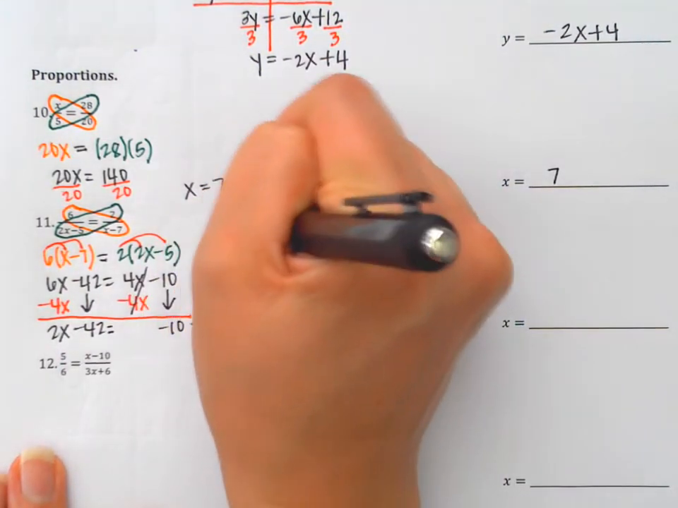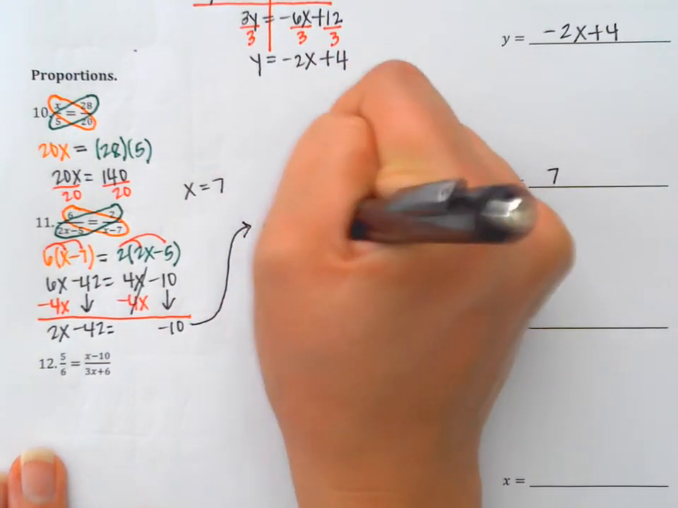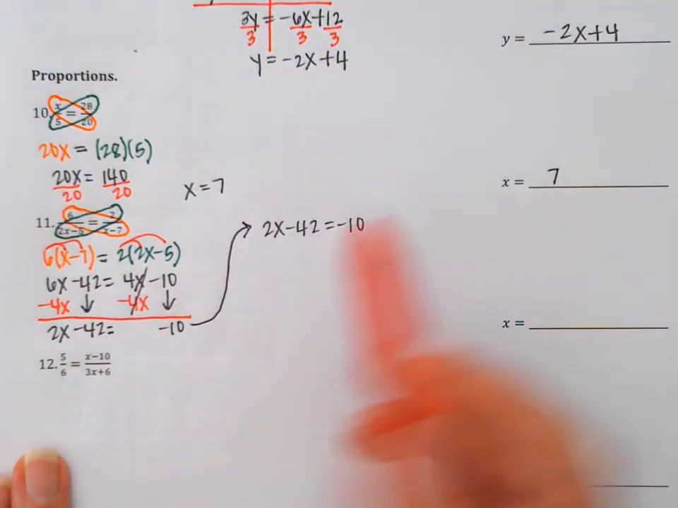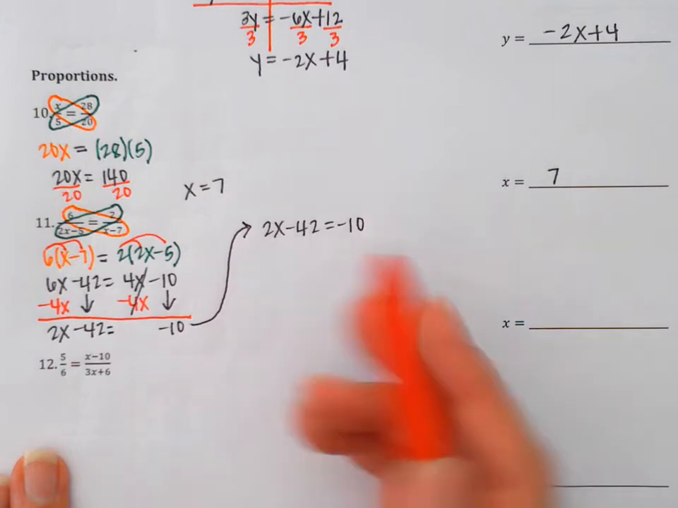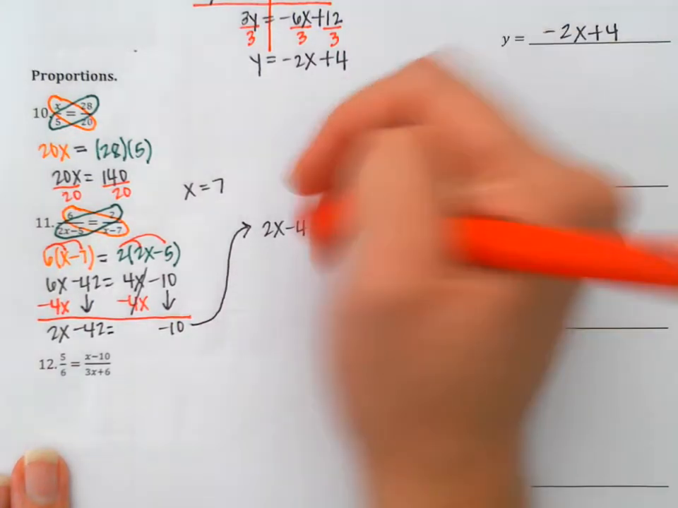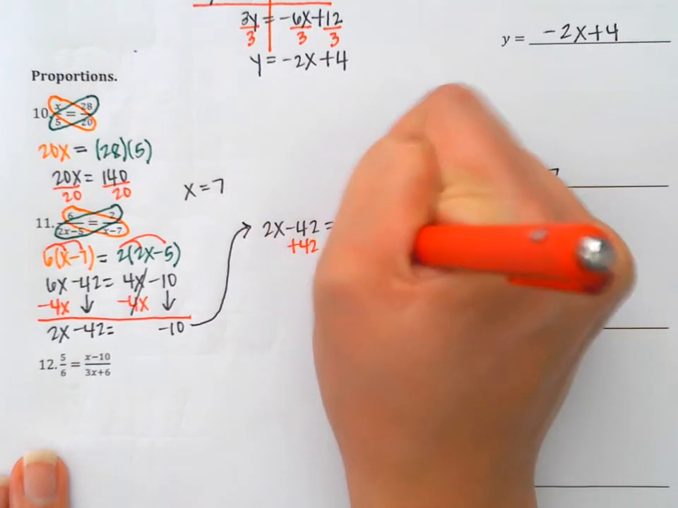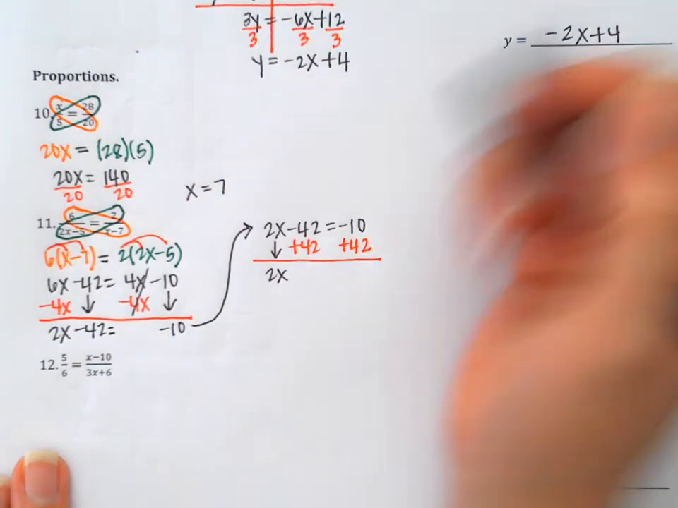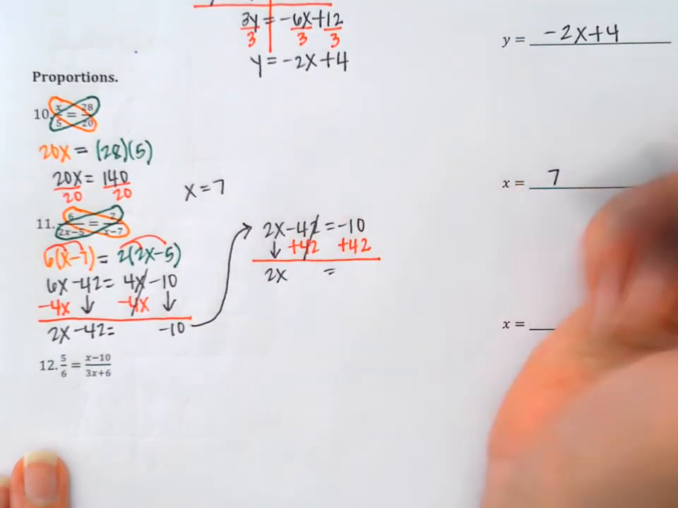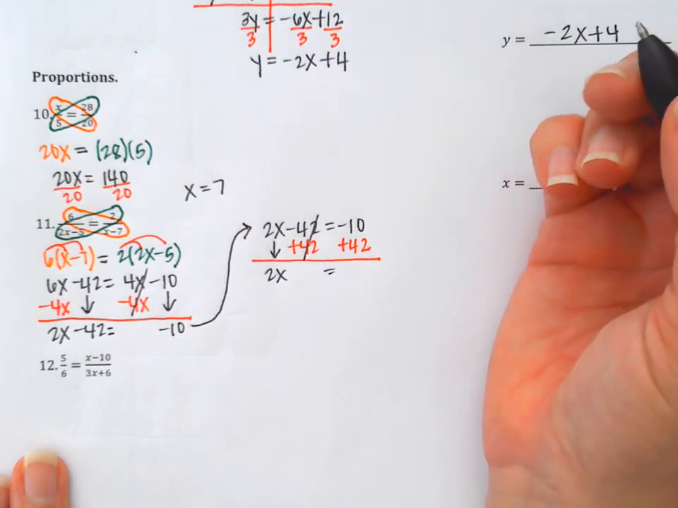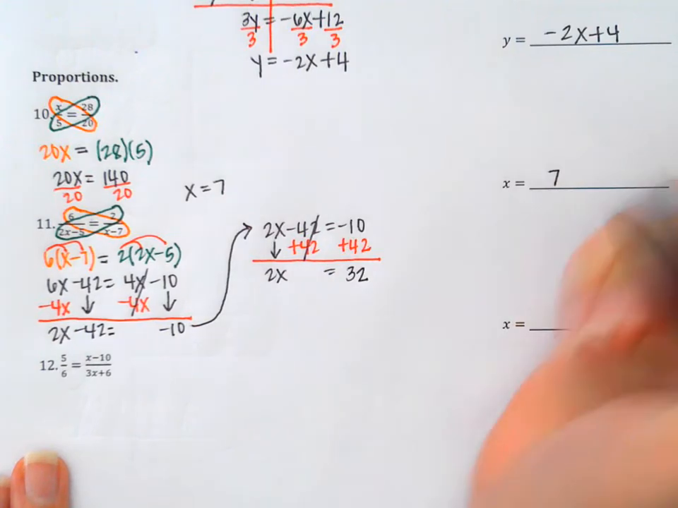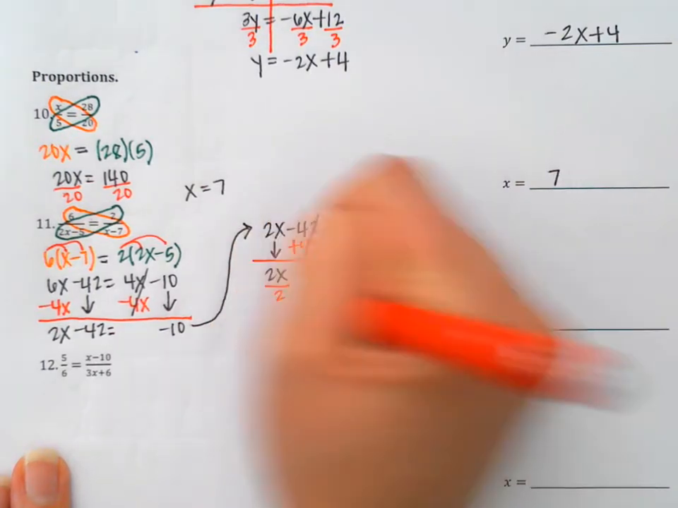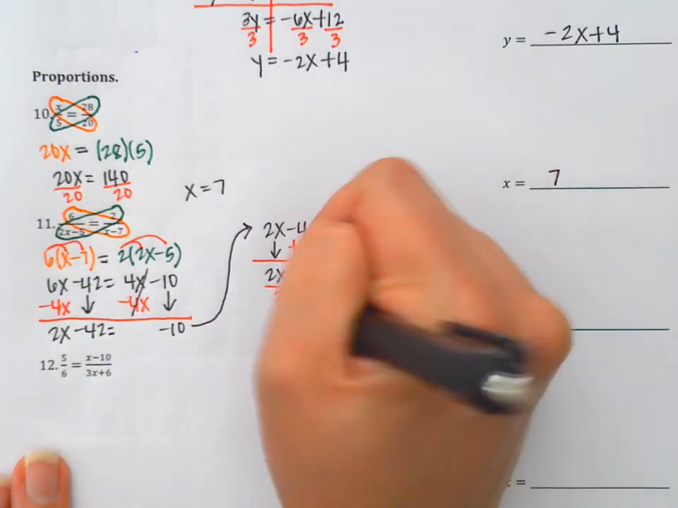I keep going. I'm just going to recopy that because I'm running out of room. So I then want to get 2x all by itself, so I move my constants over. I'm going to add 42 to both sides. 2x comes down. Negative 42 plus 42 cancels, and negative 10 plus 42 gets me 32. Last step, undo the multiplication. 2 times x, so we divide both sides by 2, and I get x equals 16.